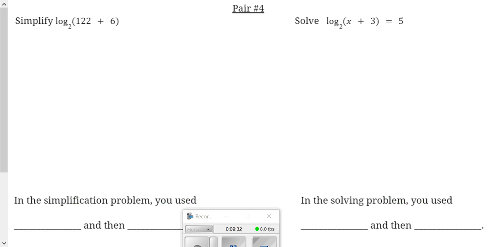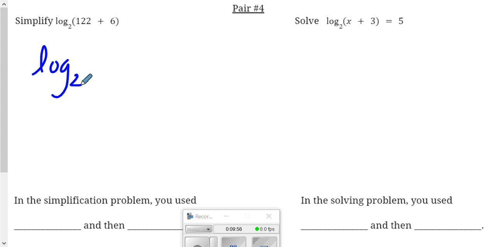Okay, the last pair is a pair that has logs, okay? And we remember that a log is an exponent. That is a key thing for us to remember. Okay, so on the arithmetic side, I know this is arithmetic, nothing there is a variable. It's all numbers in the log function, okay? So I'm going to use my order of operations. I'm going to do the inside of those parentheses first.